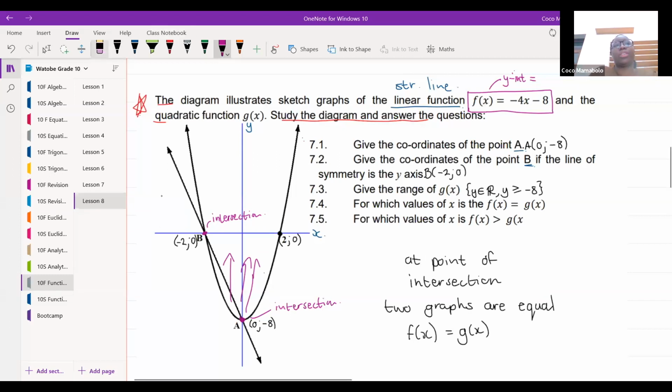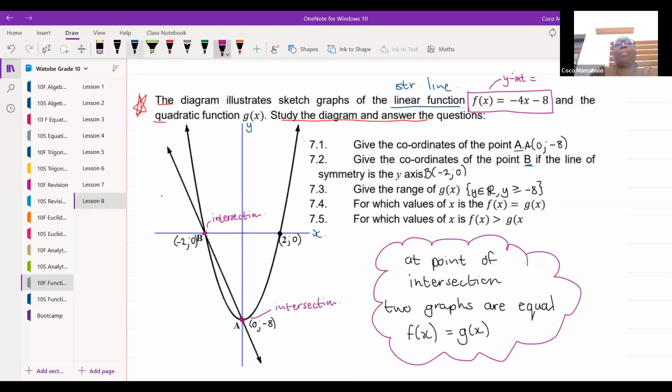Good, thank you, teacher Nels. All right, Chifaro says, kinda. We're gonna talk a little bit more about range as we go along. All right, now look at what ma'am has written over here, because this is gonna help us to answer the next questions. It says here, for which values of x is f of x equal to g of x?